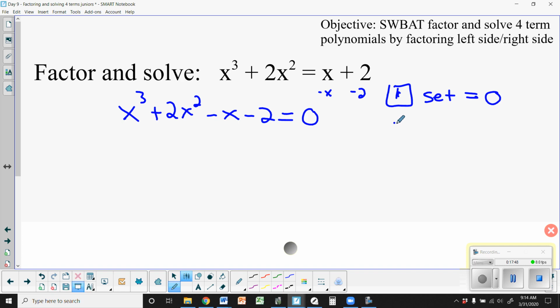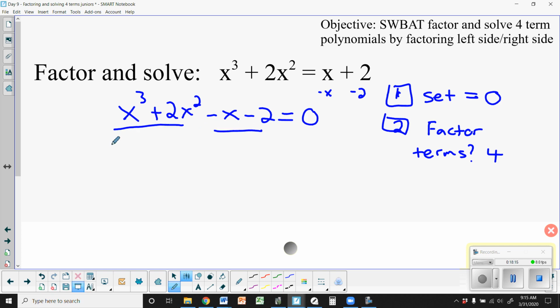Then our second step is to factor, and it's different for everything. So we need to factor now. Can we simple factor? And you're like, oh, no. How many terms do we have? That's right, we have 4 terms. And if we have 4 terms, we're thinking left side, right side. So let's do that now.